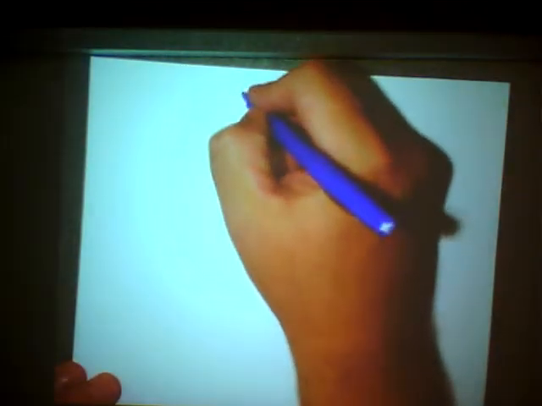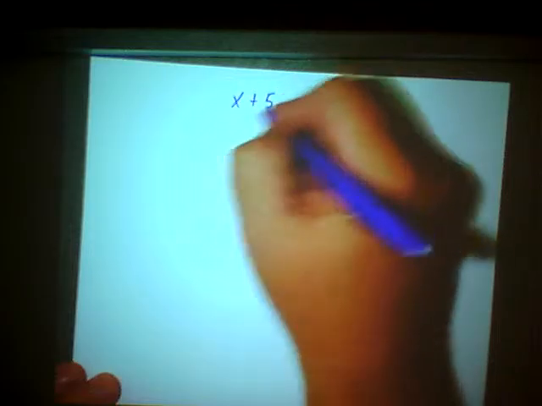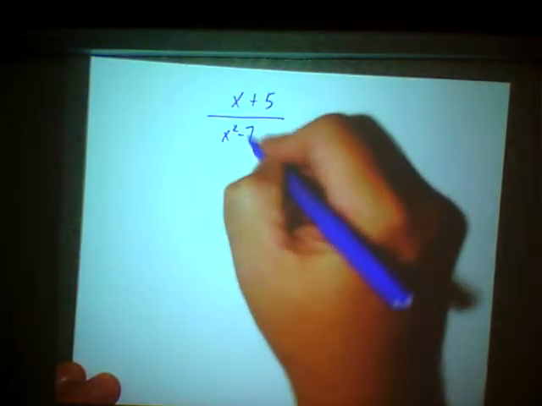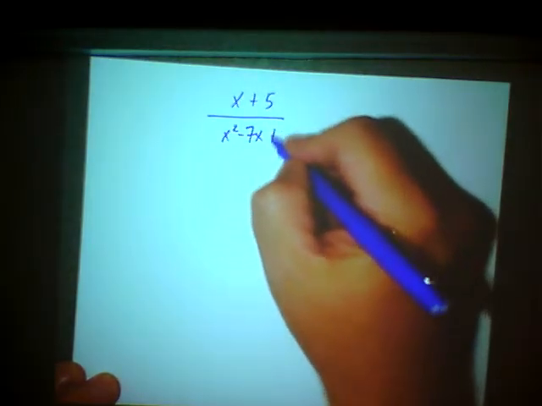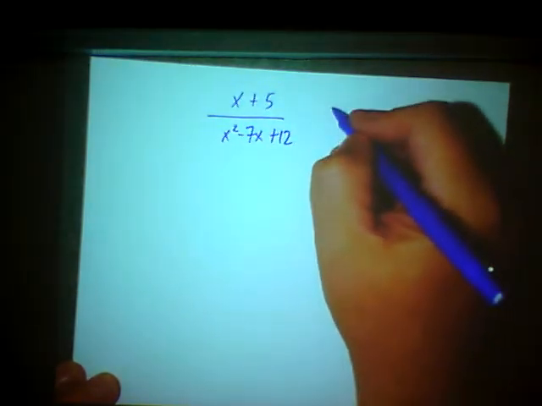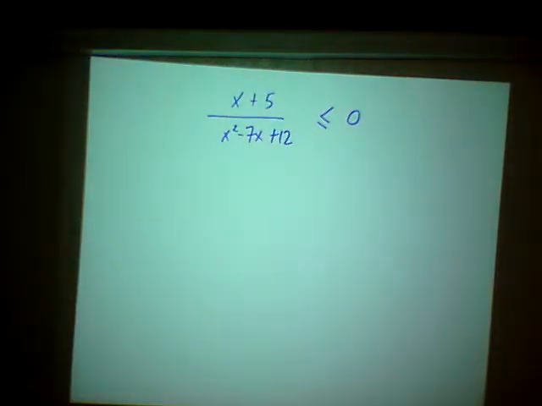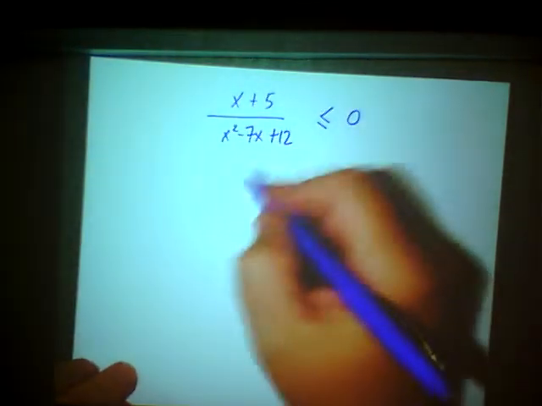So let's do this one last problem. It's going to be x plus 5 over x squared minus 7x plus 12, all that less than or equal to 0. So here we go. One side is already 0, so I need to factor. And I believe the denominator is going to factor.